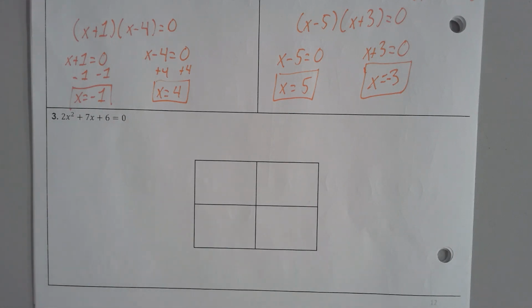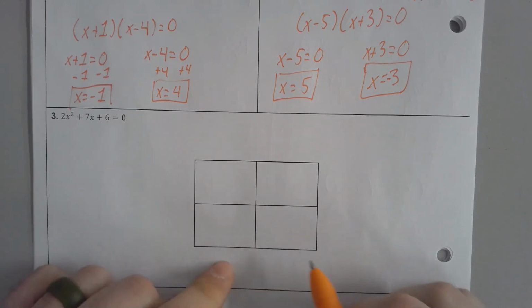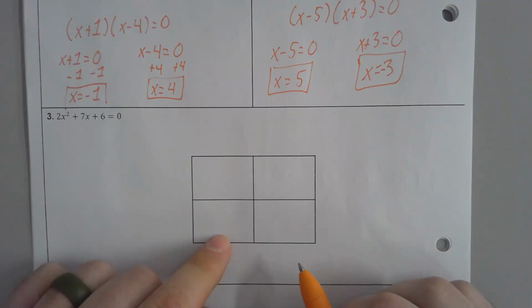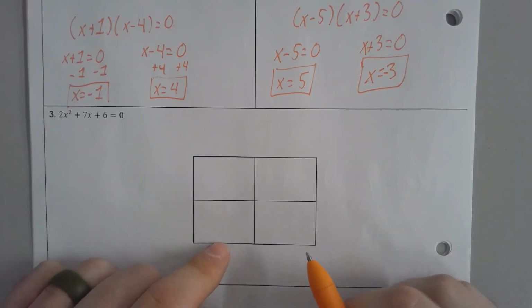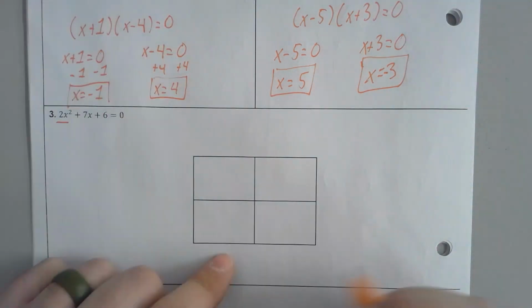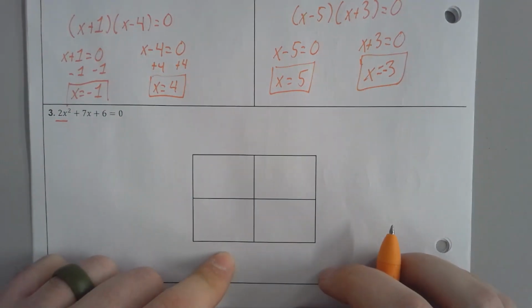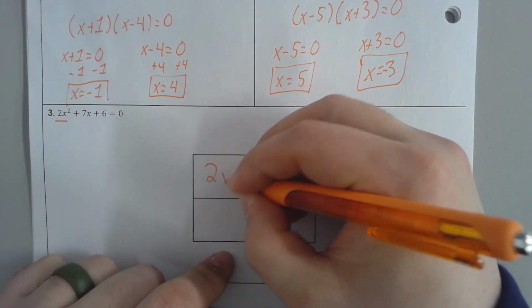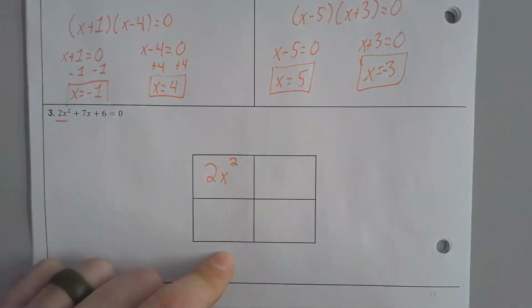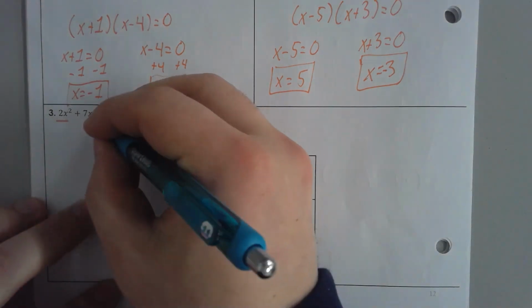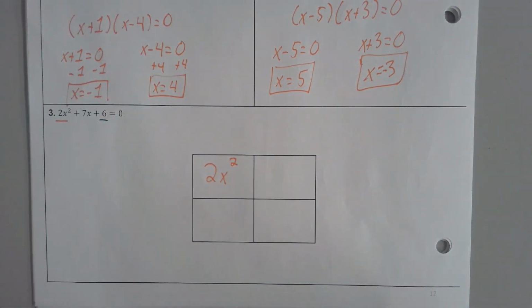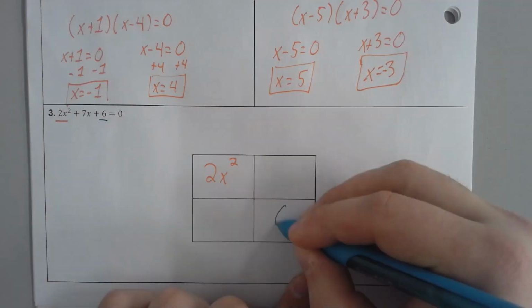So here's where things get interesting. We've got this box here, quartered up into 4 smaller boxes. Your A term, 2x squared, is always going to go in this top left box. Your C term is going to go in the bottom right box.